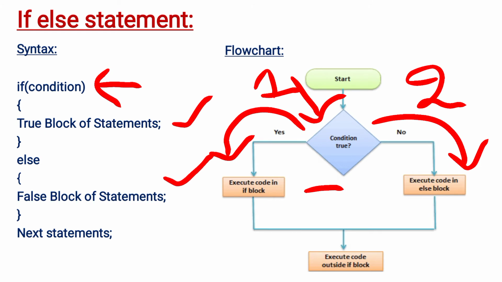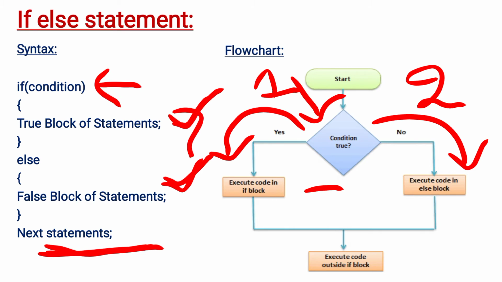After executing, if the condition is true, the true block will be executed, and then the control directly goes to the next statements. If the condition is false, directly the else block of statements will be executed, and then the control directly goes to the next statement. Whether the condition is true or false, one block is executed. After that execution, the next statements will be executed.